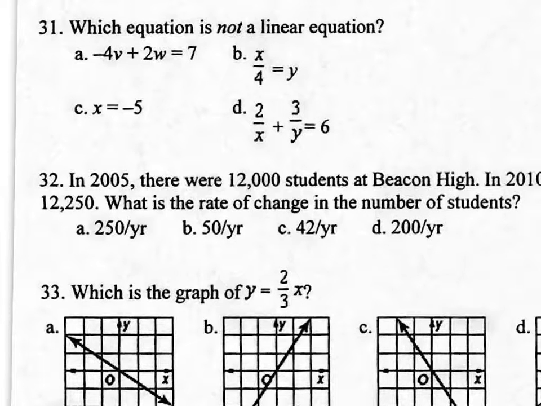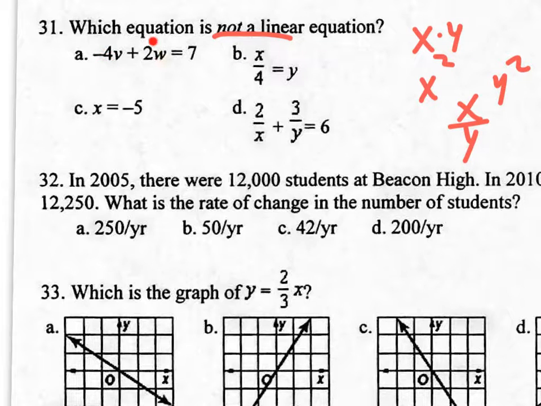Number 31, which equation is not a linear equation? Well, remember, for it to be a line or for it to be not a line, you either have to have variables multiplied together, or variables with exponents, or variables divided with each other. Okay, so A doesn't have any v times w or v divided by w or v squared or w squared, so this is a line.